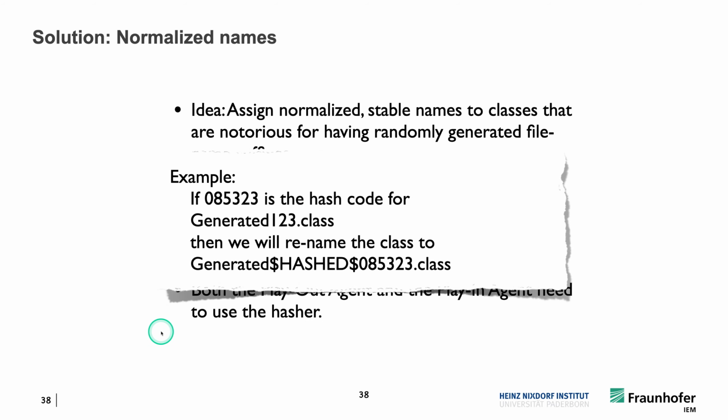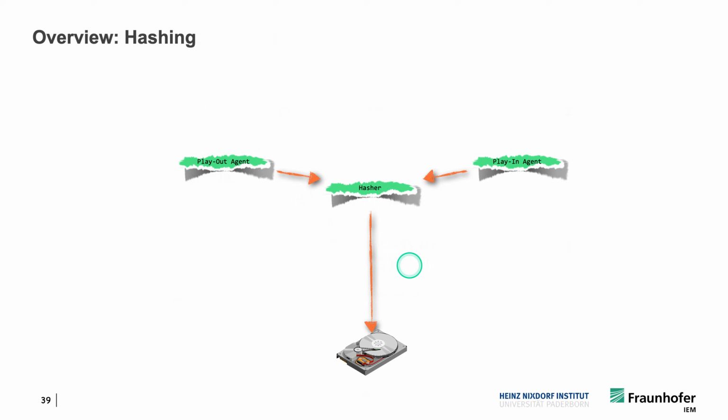So let me give you an example. Let's say we have this randomly generated class name here again, and we hash over the contents of this class, then this is the hash, okay? And then we will rename the class to this, right? So this randomized part will disappear, and we will simply replace it by this normalized token here.